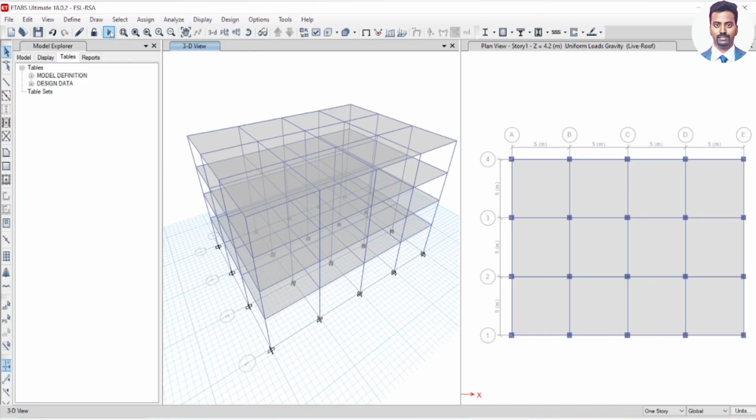Now let us start the analysis. Our system is good to go from now. It will be doing the response spectrum analysis and equivalent static load analysis parallelly.